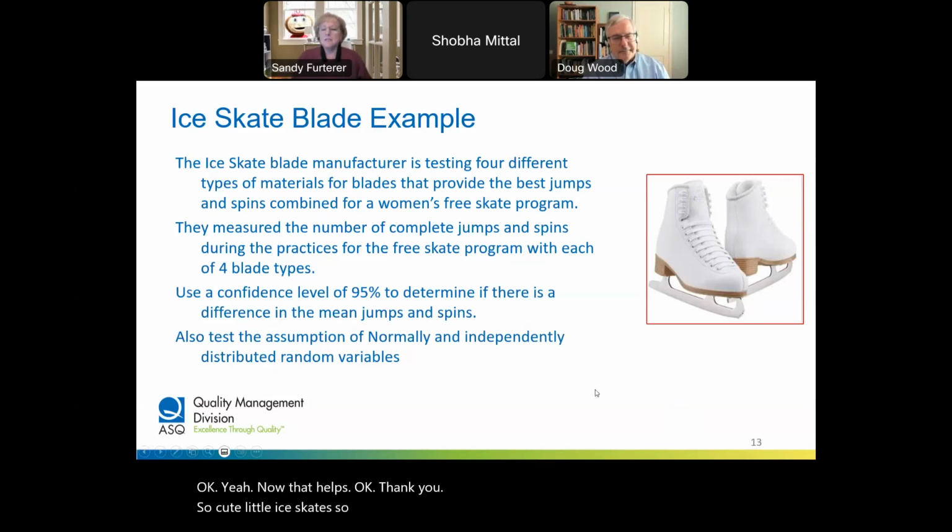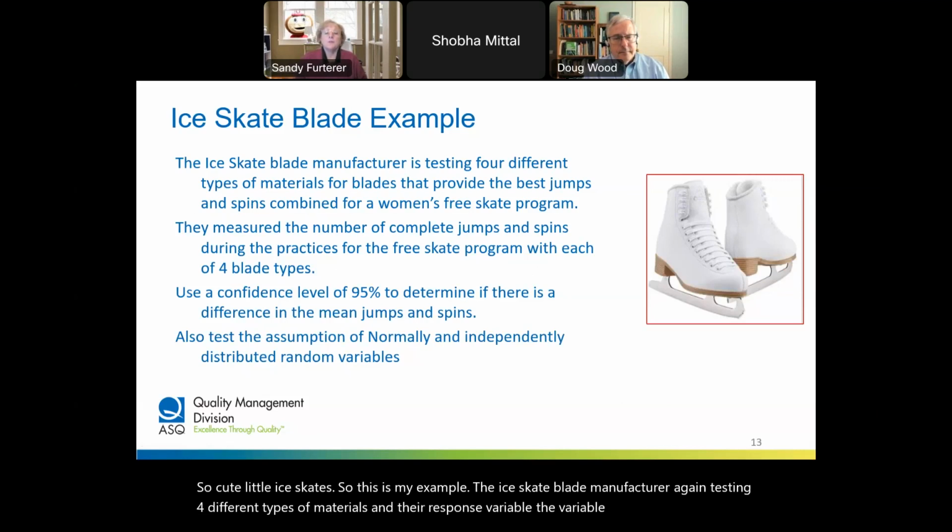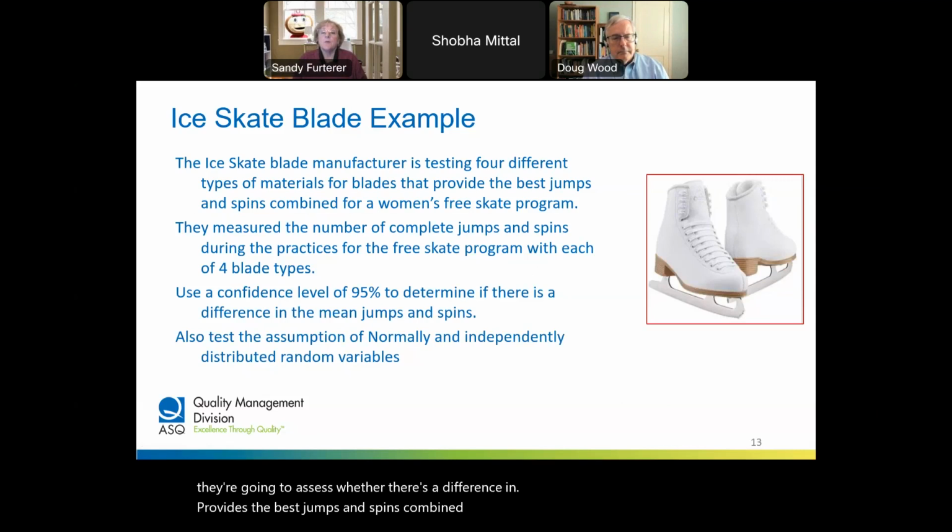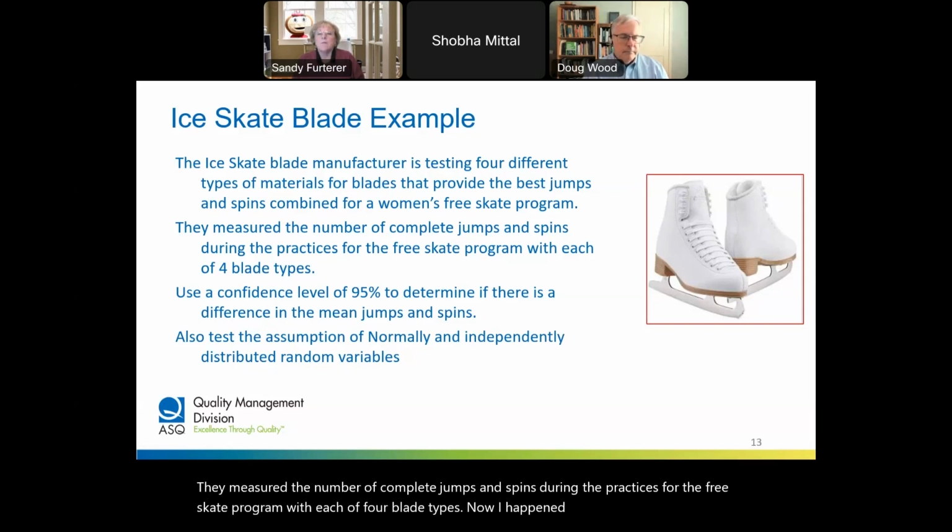All right, so these cute little ice skates. So this is my example. The ice skate blade manufacturer, again, is testing 4 different types of materials, and their response variable, the variable that they're going to assess whether there's a difference in, is which provides the best jumps and spins combined for a women's free skate program, one of the competitions. They measured the number of complete jumps and spins during the practices for the free skate program with each of 4 blade types.